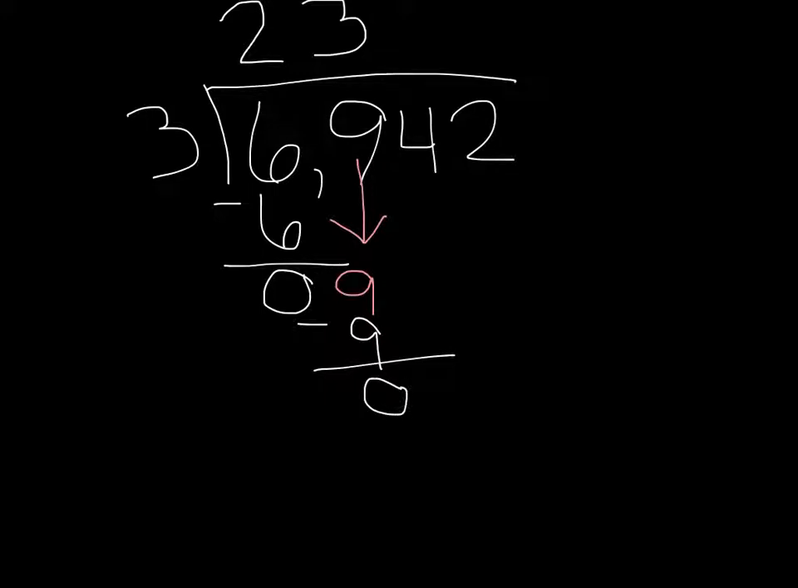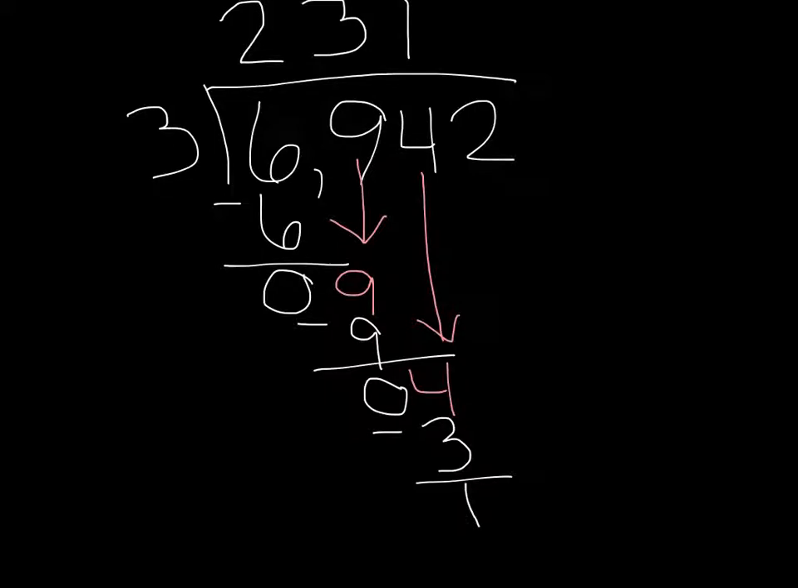As soon as you subtract, your next step is always to bring down that next digit. So now we're asking how many times can 3 go into 4? And the answer would be 1. 3 times 1 is 3. Subtract. 4 minus 3 is 1.